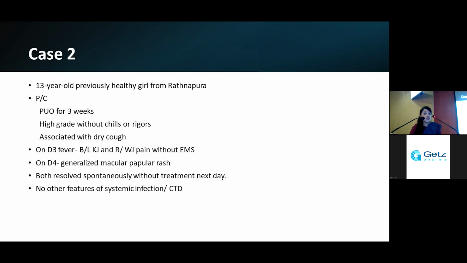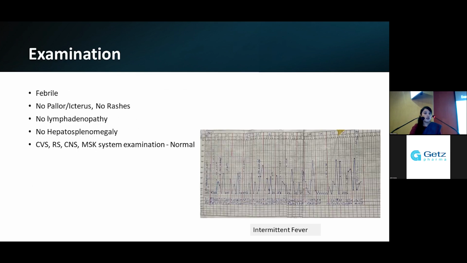However, both these symptoms resolved without treatment the following day, prior to seeking medical attention. There were no other features of systemic infection or connective tissue disease. Moving on to the examination, the patient was febrile at the time of examination, but there were no rashes, no lymphadenopathy, no hepatosplenomegaly, and the cardiovascular, respiratory, nervous, and musculoskeletal system examinations all remained normal.